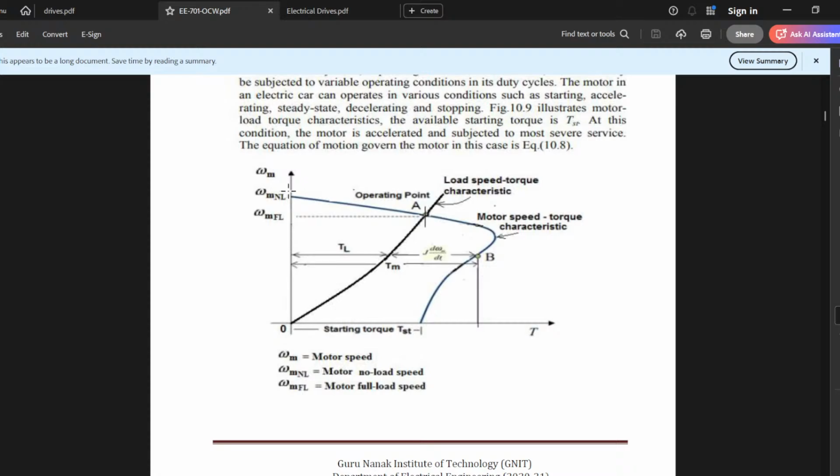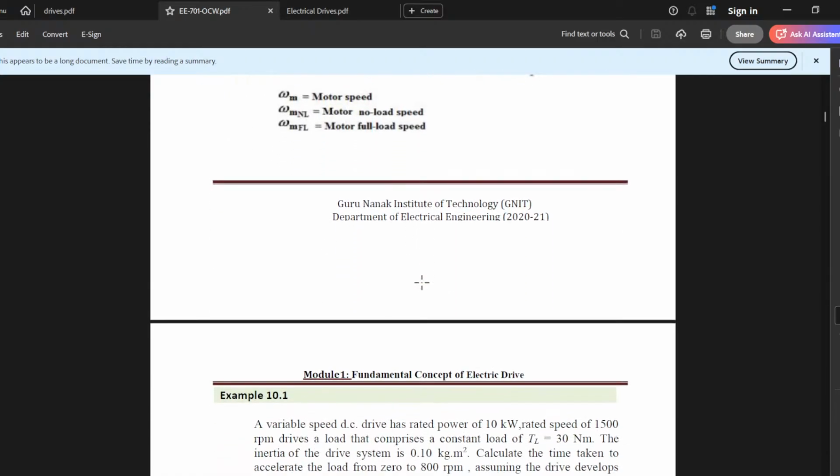So as the speed gets slow, torque increases, then torque decreases. And as the load speed increases, torque also increases.